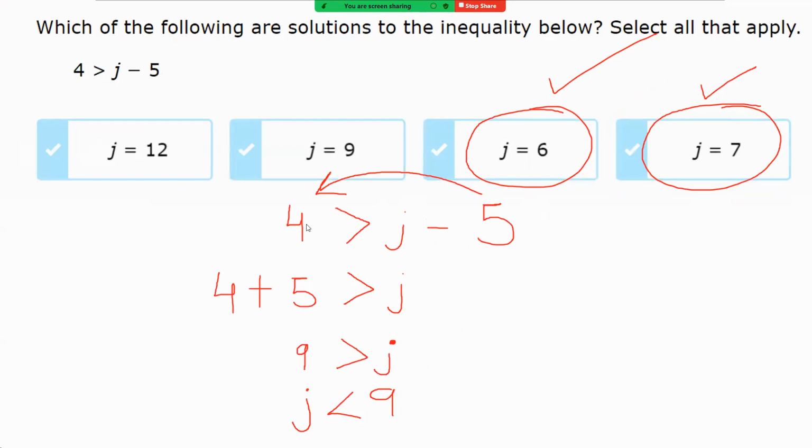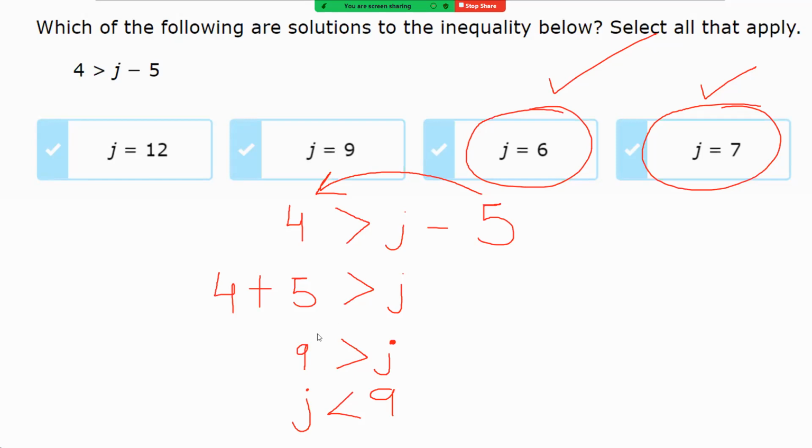All right, so here we have 4 is greater than J minus 5. What we're gonna do with the -5, we're gonna send it over the inequality sign. It was a -5, so when we send it over, it becomes what? Positive, right? So we have 4 plus 5 is greater than J. What is 4 plus 5? That's going to be 9. So we have that 9 is greater than J.